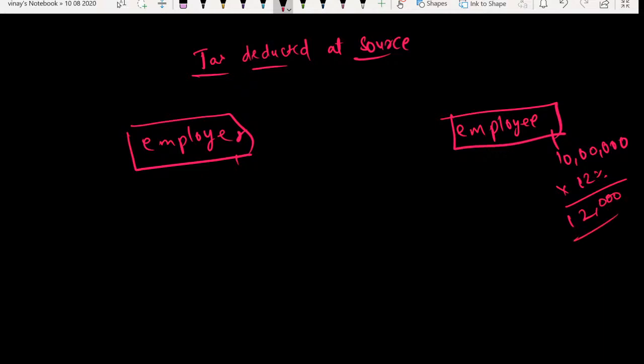Okay, the monthly salary of this guy comes around 10 lakhs divided by 12. Don't take this too easy, I make it 12 lakhs and the tax rate is 10%. So his monthly income was 1 lakh.